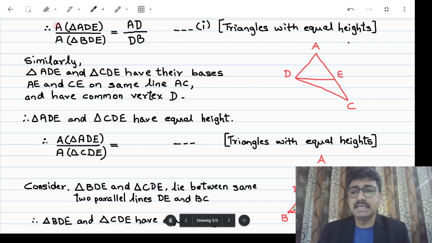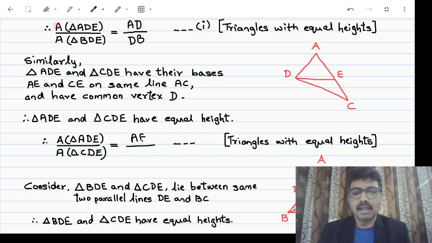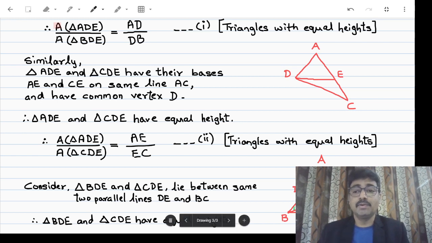So here, what are the bases? AE and EC. So the ratio of area of ADE upon area of CDE is equal to the ratio of their bases, AE upon EC. Let's write this as equation number 2. Again, the reason you will write is triangles with equal heights.